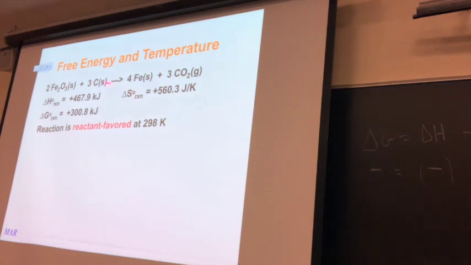all right? And again, how you get these numbers: delta H of products minus delta H of reactants, that's where this number came from. And in the corresponding table of entropy values, entropy of products minus entropy of reactants, you get this number right here. And so if we figure out delta G at 298 Kelvin, which would be delta H minus 298 times this number in kilojoules, we get delta G positive 300.8 kilojoules.